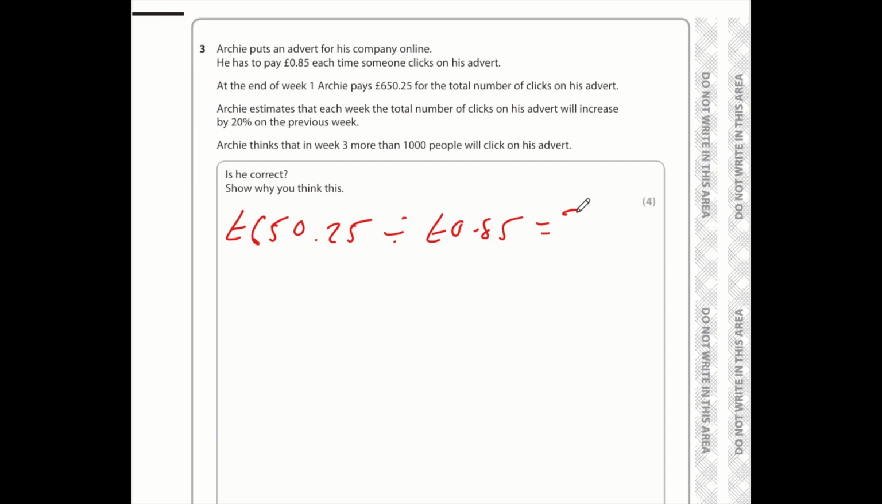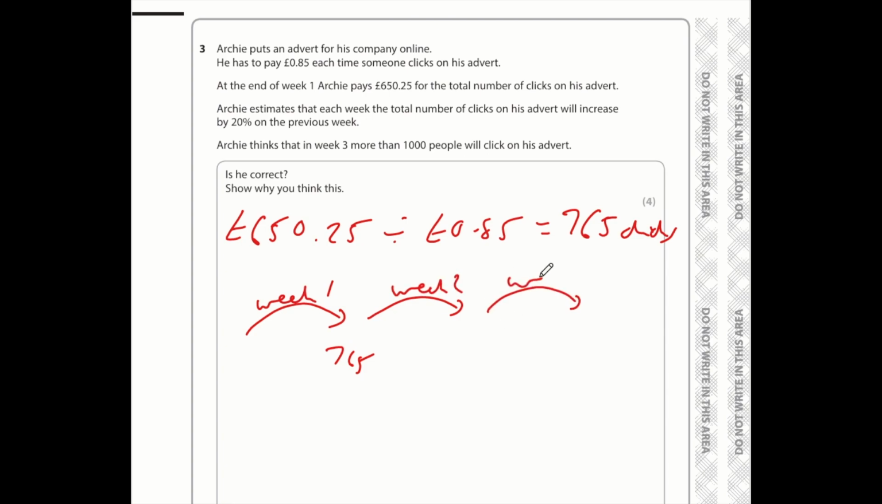And that means there were 765 clicks. Okay, so it can be a little bit confusing. By the end of week 1, so this is week 1 here, he's had 765 clicks. So what about after the end of week 2? And then what about at the end of week 3?